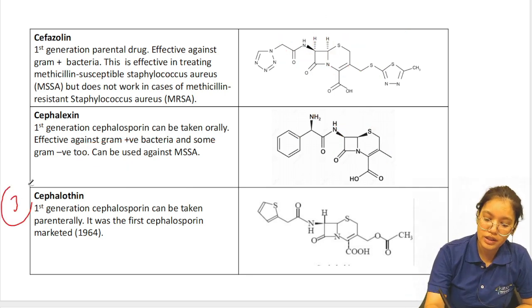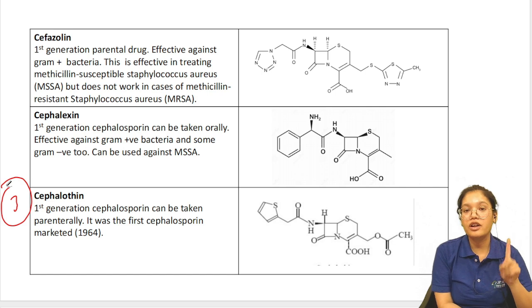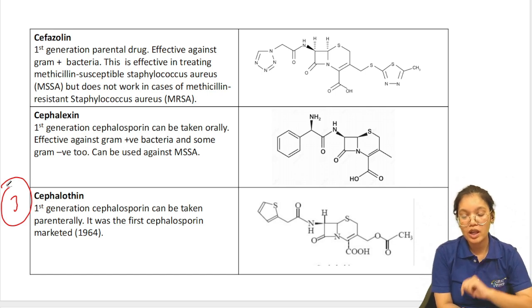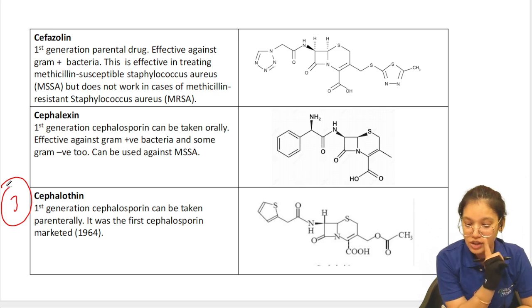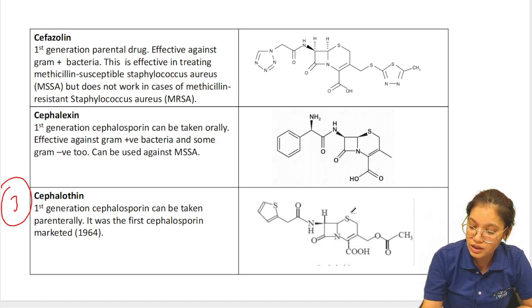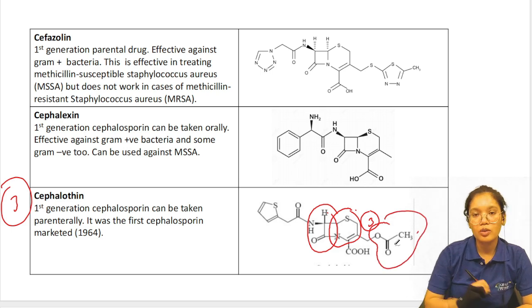Now the third drug, we have cephalothin. Cephalothin is the first cephalosporin drug that was marketed, in the year 1964. It is also a first generation cephalosporin drug, and this drug is given parenterally. Now moving towards its structure, it also has a beta-lactam ring that is fused with the dihydrothiazine ring. At third position, it has an ester group attached.